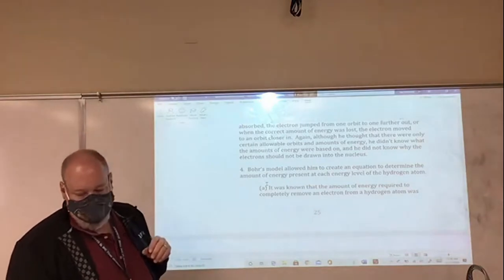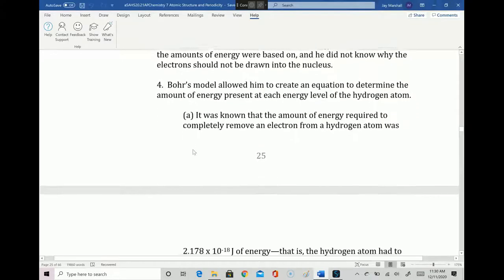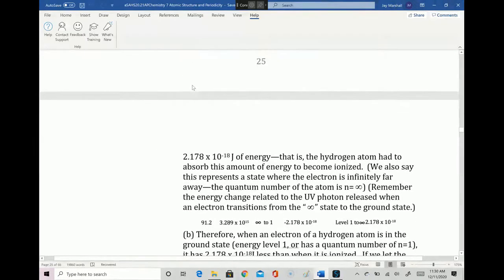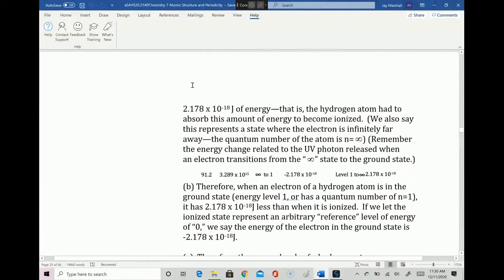Bohr's model allowed him to create an equation to determine the amount of energy present at each energy level of the hydrogen atom. It was known that the amount of energy required to completely remove an electron was 2.178 times 10 to the negative 18th joules of energy. That is, the hydrogen atom had to absorb this amount of energy to become ionized. We also say this represents a state where the electron is infinitely far away. And so the quantum number of the atom is n equals infinity. Okay? It doesn't really matter where it is. It's just not in that atom anymore.